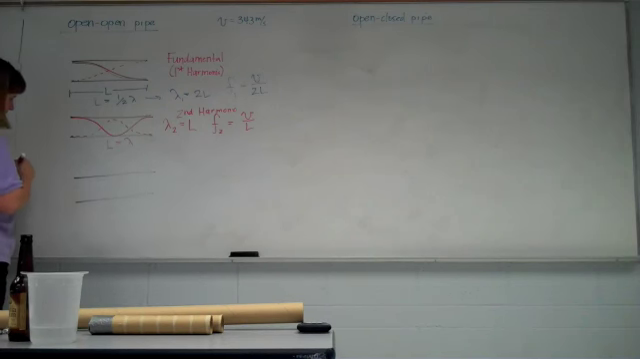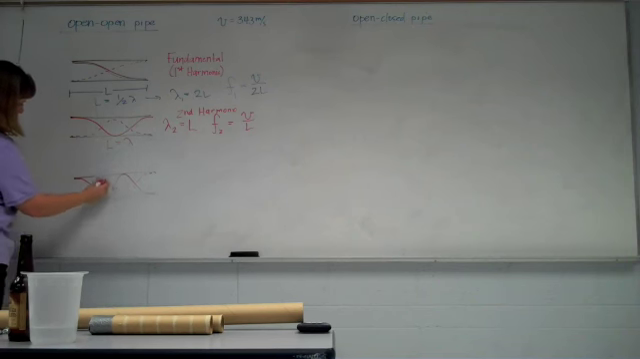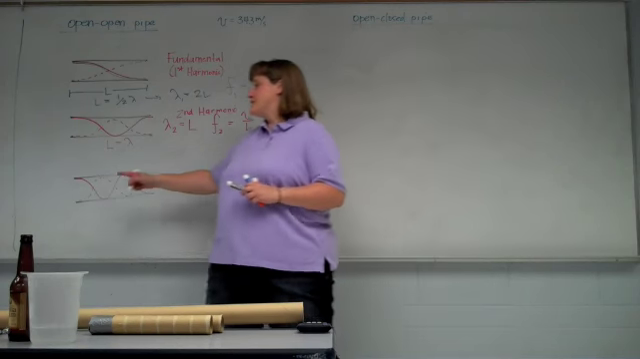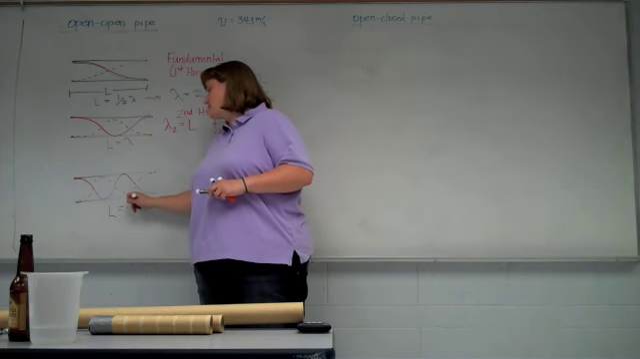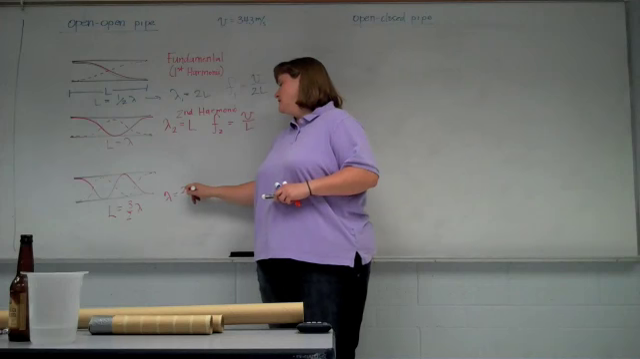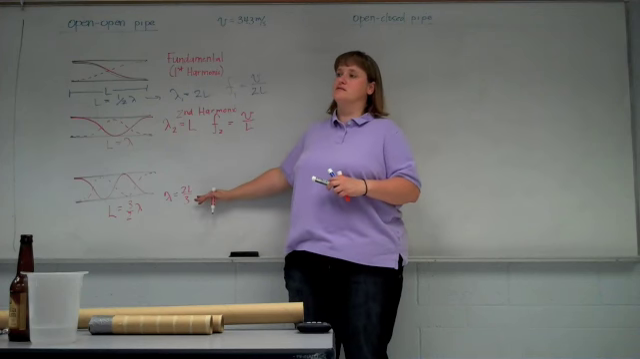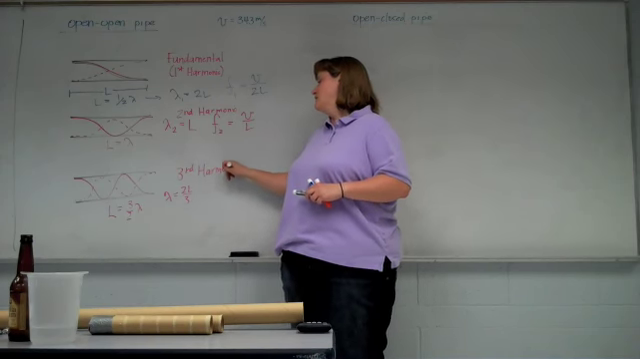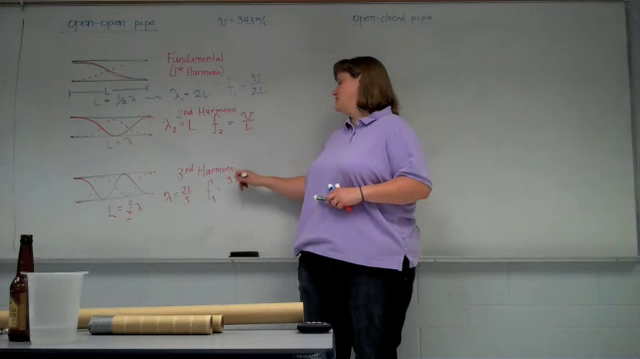The next pattern, adding another antinode, looks like that. So now if we trace the wave, we get 1.5 waves. So L is equal to 3/2 the wavelength. So that means the wavelength here is 2L over 3. It's a third of the original. This is the third harmonic. The frequency will be 3V over 2L.